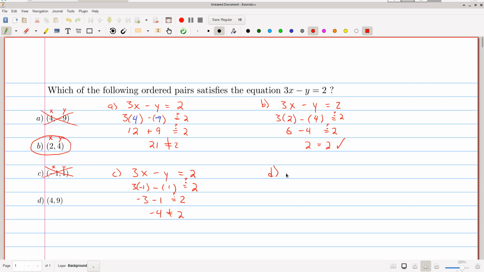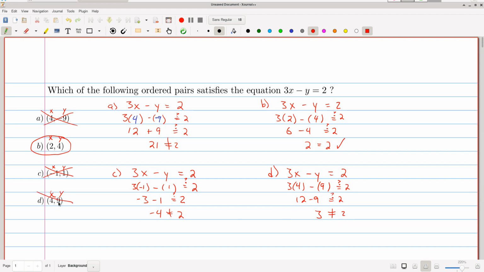And then finally, D, we'll set this one up the same way. Copy down the equation. Replace the letter x with our x value, 4. Replace y with the y value, that's 9. And we'll see if this gives us 2. 3 times 4 is 12. And 12 minus 9 is 3. And this is not equal to 2.